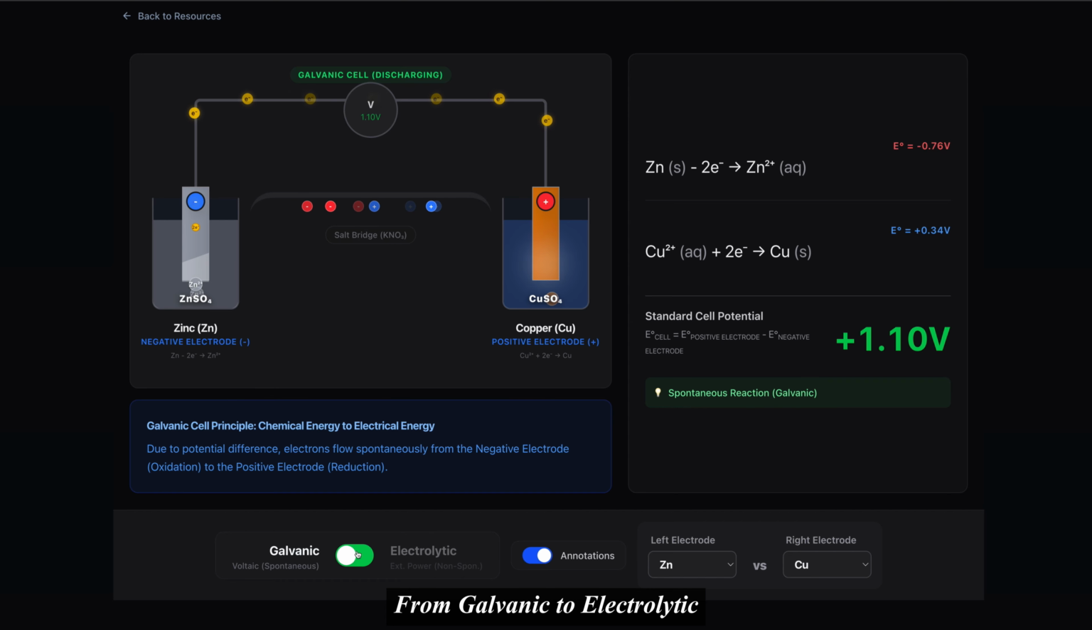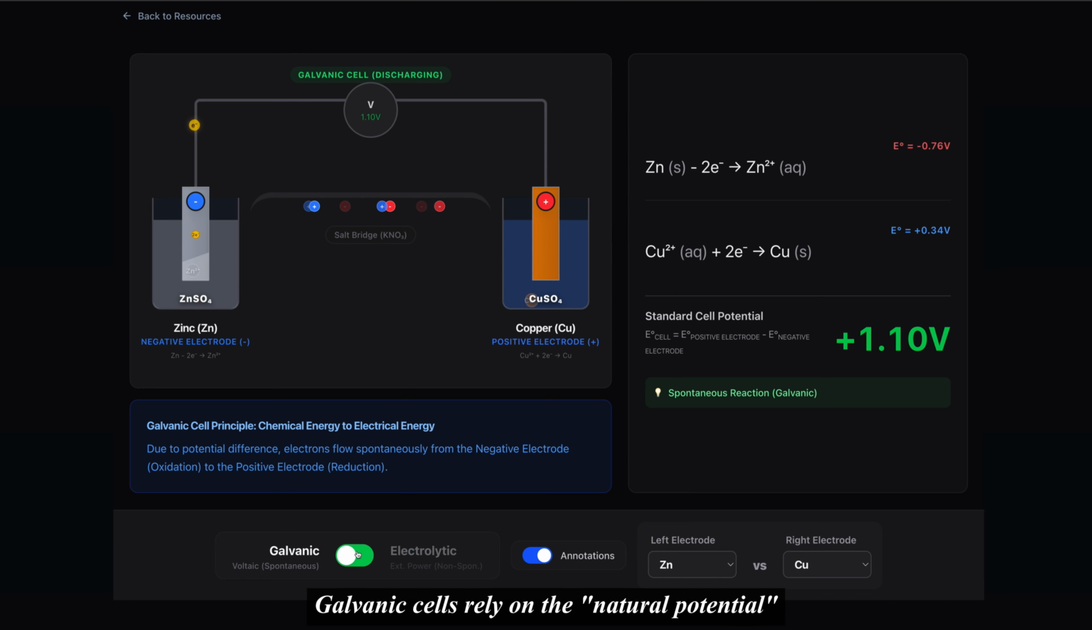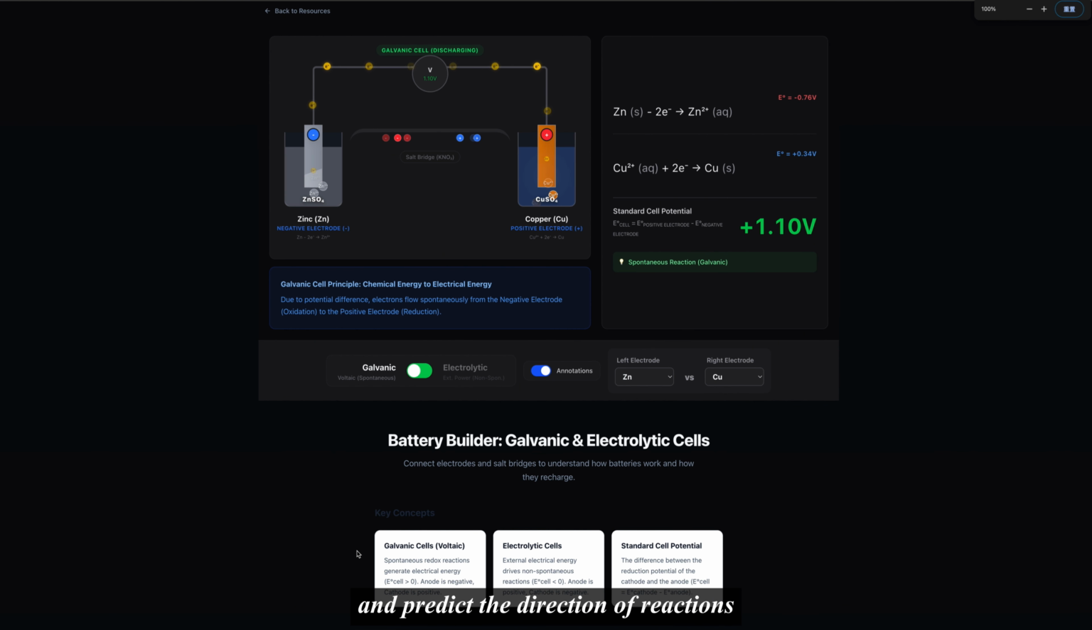From galvanic to electrolytic, from discharging to charging, two processes that seem opposite are both fundamentally redox reactions powered by different drivers. Galvanic cells rely on the natural potential of metal reactivity. Electrolytic cells rely on the artificial push of an external power source. In the next episode, we'll talk about electrode potential, how to quantify this potential and predict the direction of reactions.